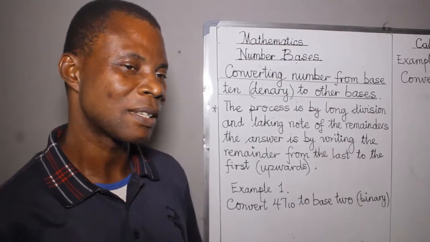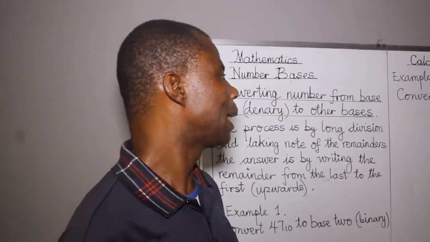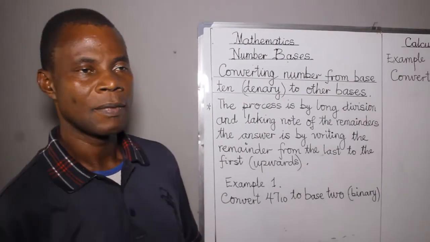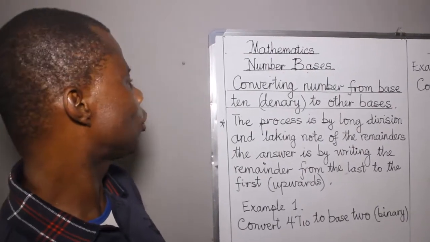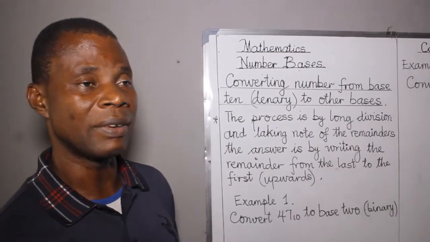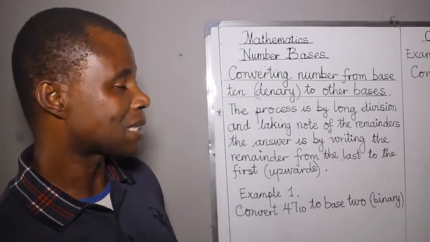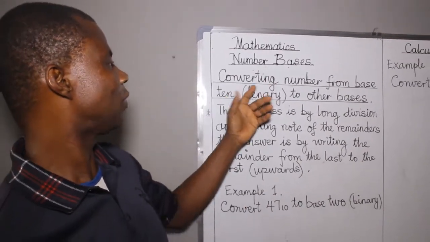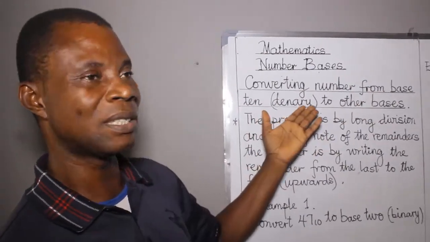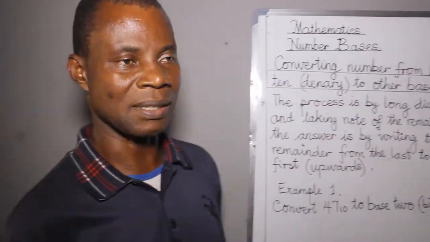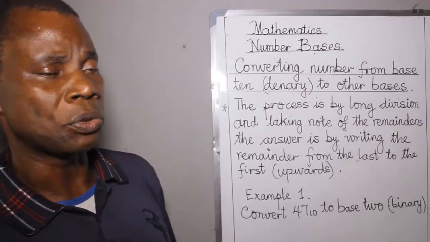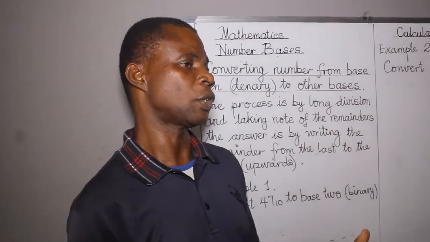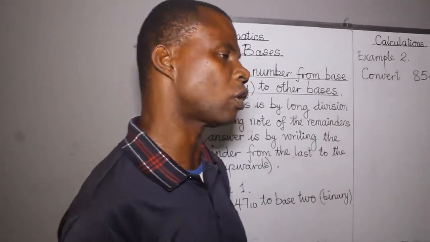The number bases continue today, and this will be the third contact on number bases. Today we're going to look at how to convert numbers given in base 10 to any other base. So the topic says converting numbers from base 10, which is denary, to other bases. You can convert to base 2, base 4, base 6, but you start from base 10. From there you start moving to other bases.